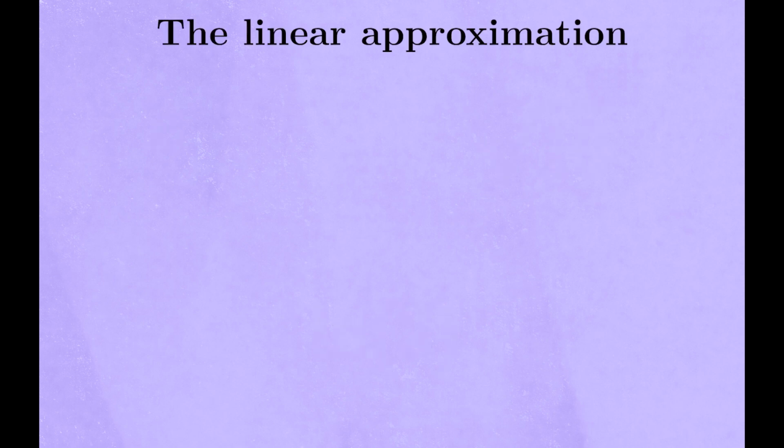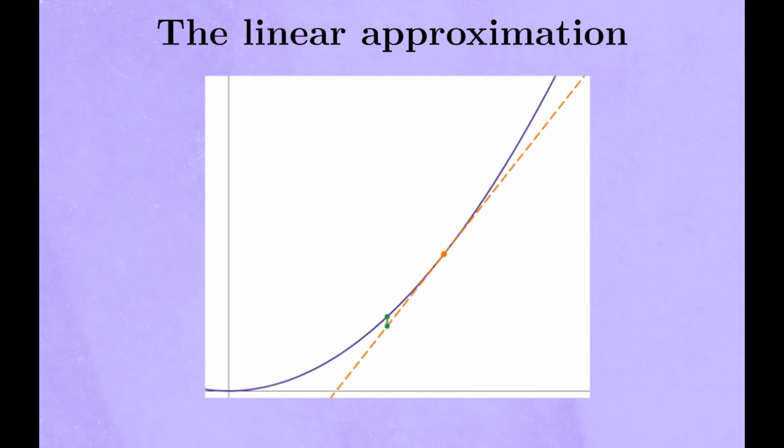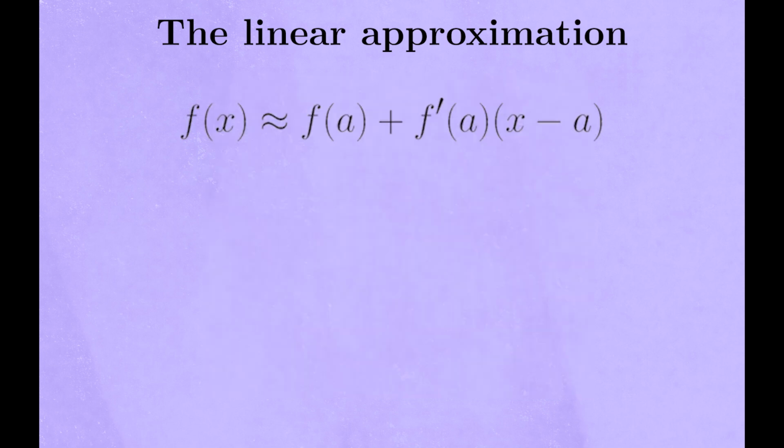The first method is the linear approximation. It is based on the observation that the tangent line to a function f of x at a point x equals a stays close to the graph of f of x as long as the values of x stay close to a. Therefore, the tangent line can be a reasonable approximation for values of f of x. The approximation is better for values close to the point of tangency. The formula for the linear approximation is that f of x approximately equals f of a plus f prime of a times x minus a.